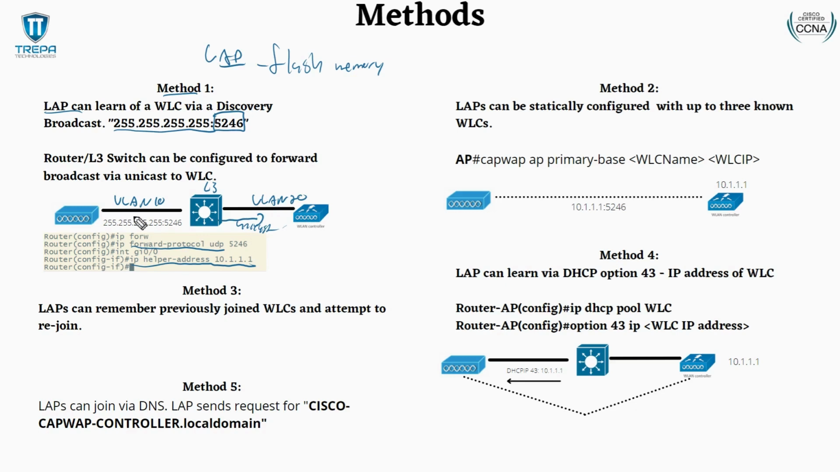If that doesn't work, on the lightweight access points, if you actually get into the CLI of it, because you can console into these access points as well, you can actually set the primary base. Essentially, you're just statically setting it, saying, hey, I need you to connect to this wireless LAN controller that sits at 10.1.1.1. Method 3, the lightweight access point can remember previously joined WLCs and attempt to rejoin.